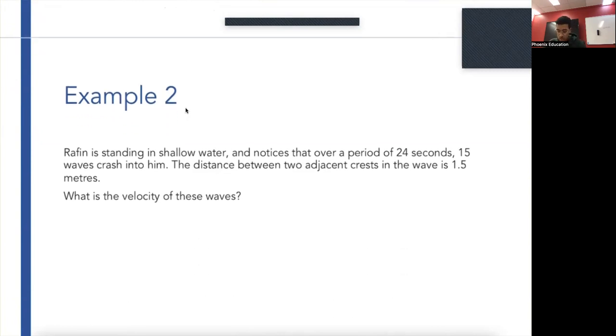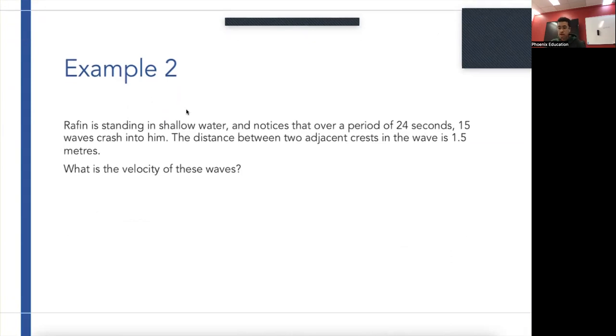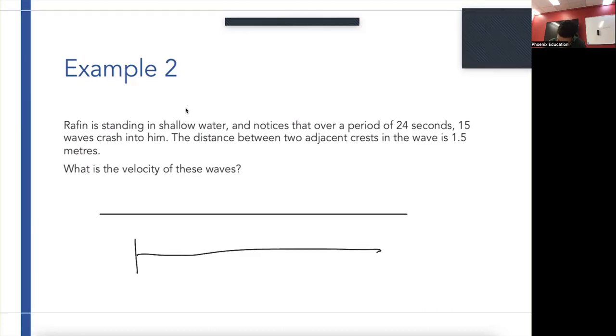Rufin is standing in shallow water and notices that over a period of 24 seconds, 15 waves crash into him. Okay, so this is a bit more complicated. When we get a complicated question like this, it's best to draw a diagram to make our lives easier. It says that in 24 seconds, t equals 24, 15 waves crash into him. So what's happening is 15 cycles of this one wave, 15 occurrences of that wave. So we have to draw that 15 times. Obviously, I'm not going to draw it 15 times, so I'll draw a dot, dot, dot, and then it continues up here.